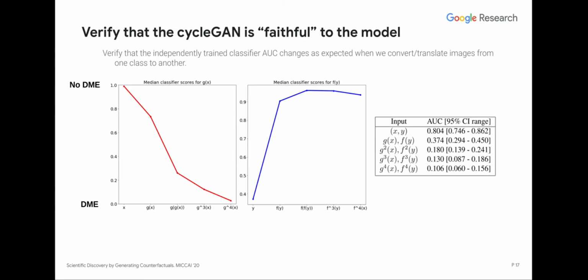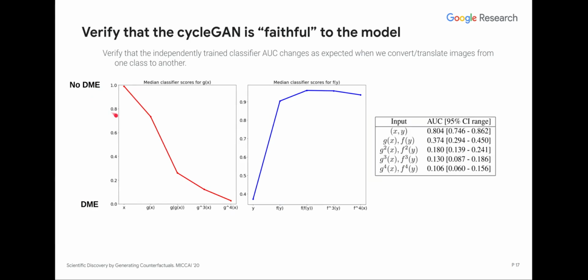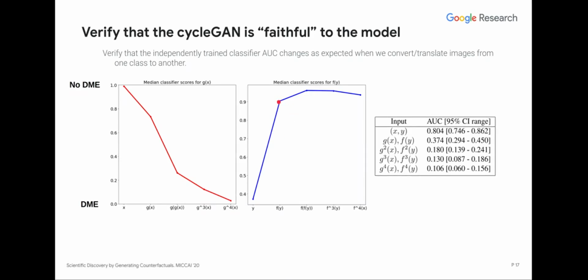We then used an independently trained classifier to verify that these GAN models can convincingly fool the classifier. This helps us verify that the GAN model is faithful to the classifier. Essentially, when the cycleGAN transformation is applied to a no DME image, the output of the classifier flips to that of DME with repeated transformation. And here on the right, in the case of a DME image, we can see that the model classifies the transformed image as no DME. The table here essentially quantifies this over multiple images.